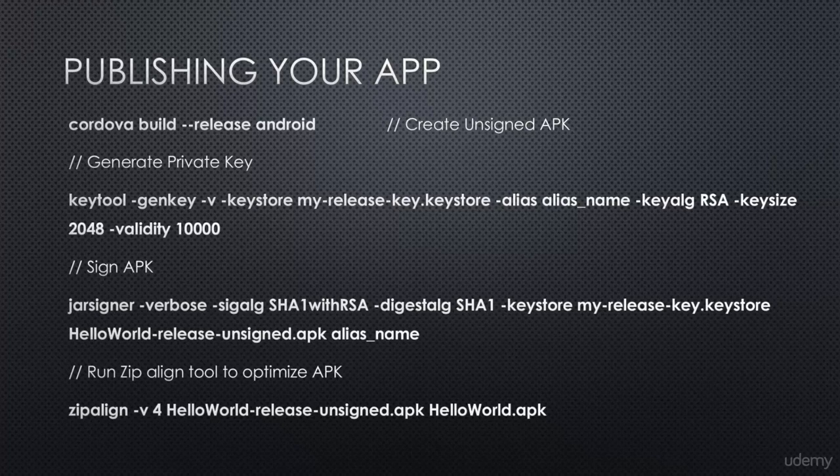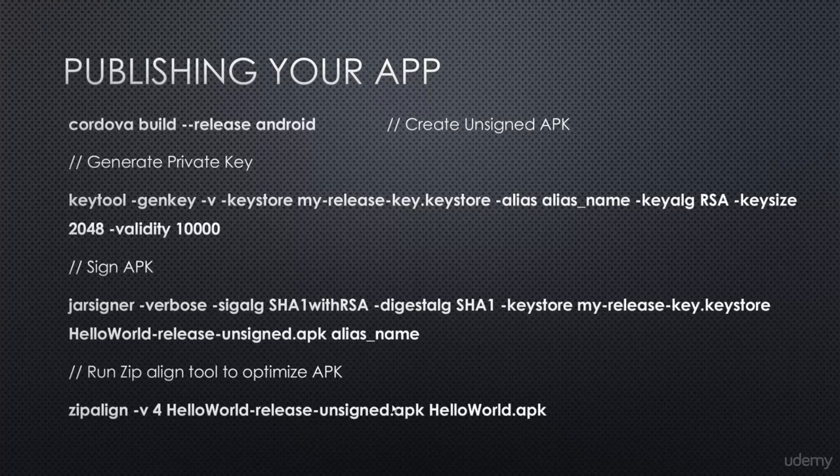So we need a private key to be able to do that, and we can use the keytool command to generate a private key. So keytool, and then we need to do all this stuff. And then to sign it, we need to use the jarsigner, which is part of the JDK, and that will sign it. And then finally, we need to run the zipalign command to optimize the APK.